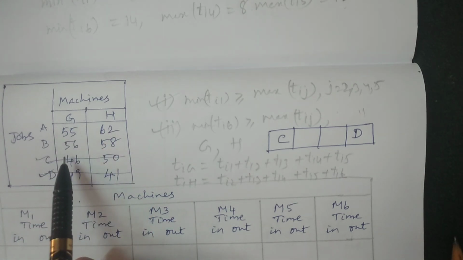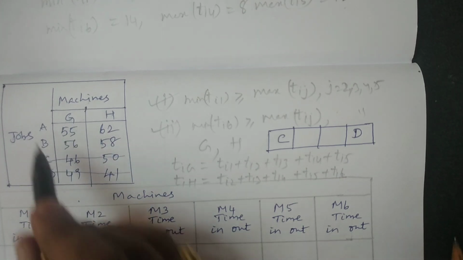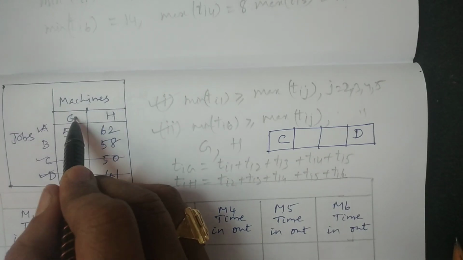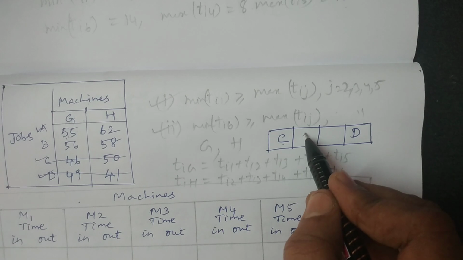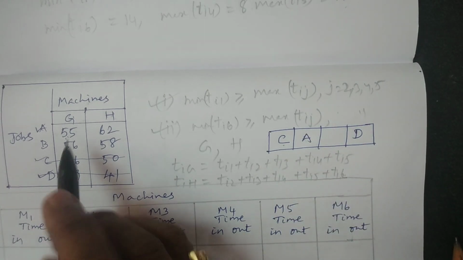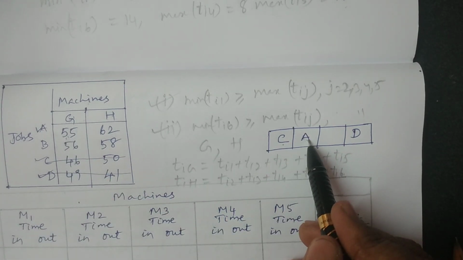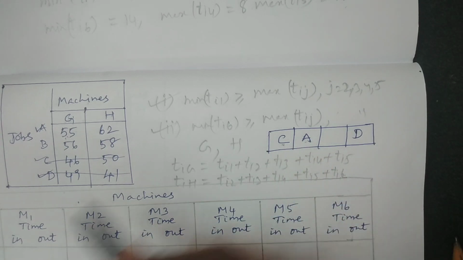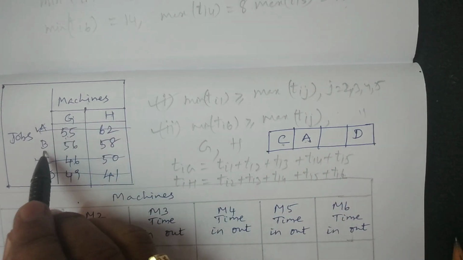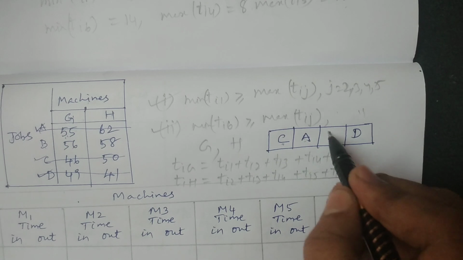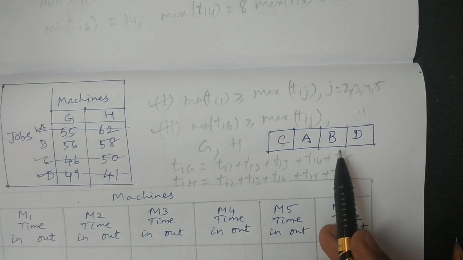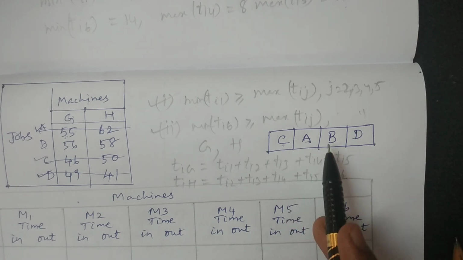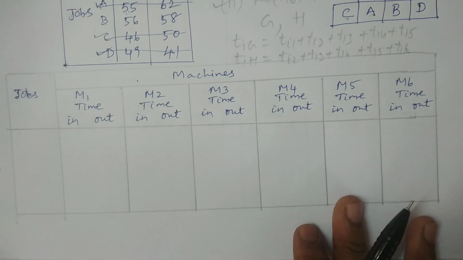The minimum processing time is 55. The 55 is of job A and machine G. Because of the first machine, you have to place A after C. And then of course only one job remains to be placed here. So the optimum sequence is obtained: C, A, B, D. That is what we have to consider in the table.